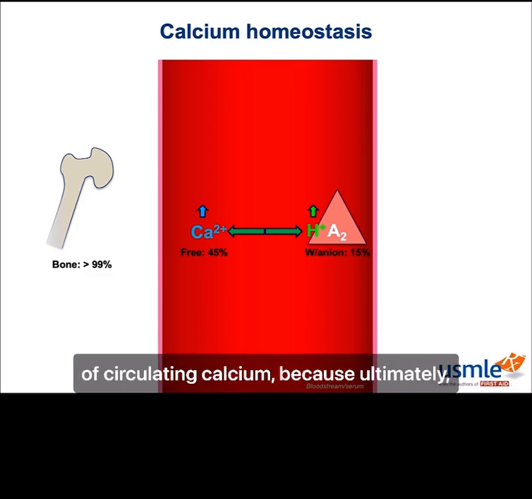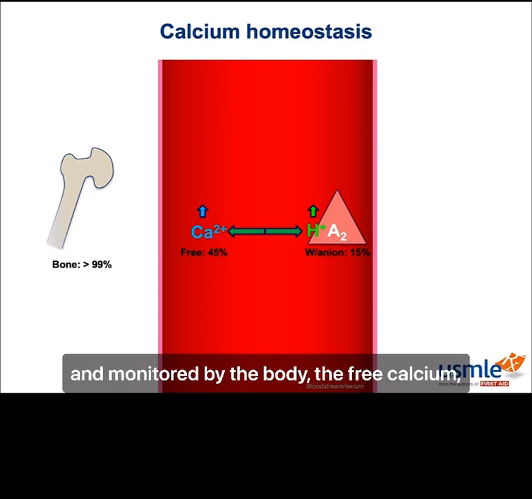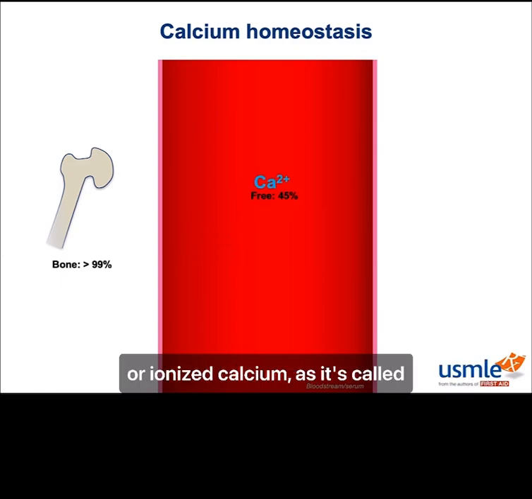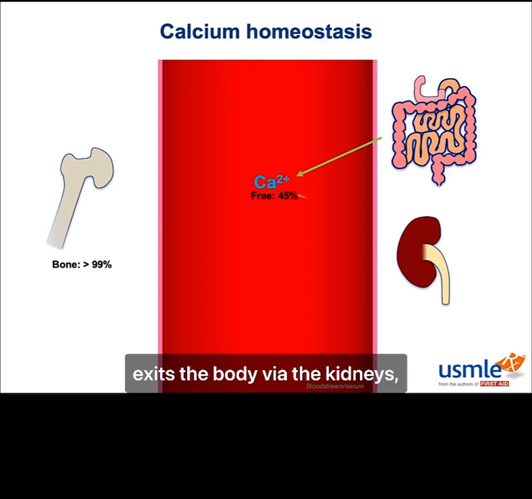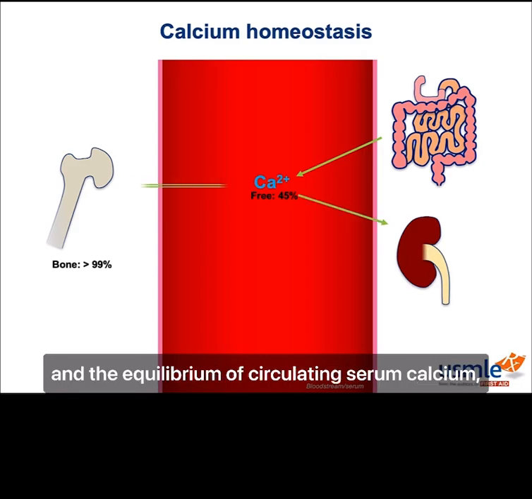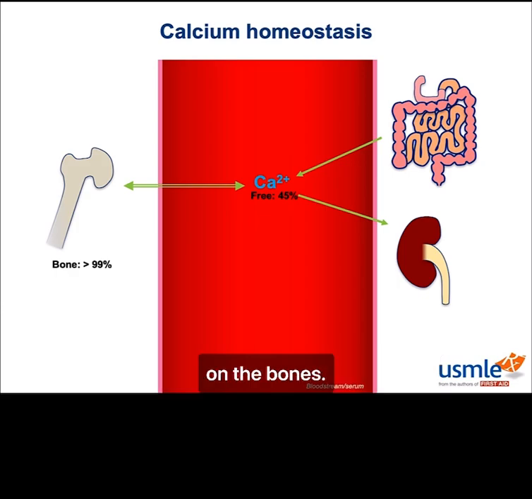Well, that about covers it for what you need to know about the homeostasis between the different forms of circulating calcium, because ultimately, only one type of calcium is physiologically active and monitored by the body. The free calcium, or ionized calcium, as it's called on lab assessments. The fun part is the regulation of how calcium enters the body via the GI tract, exits the body via the kidneys, and the equilibrium of circulating serum calcium and the massive repository of calcium on the bones.